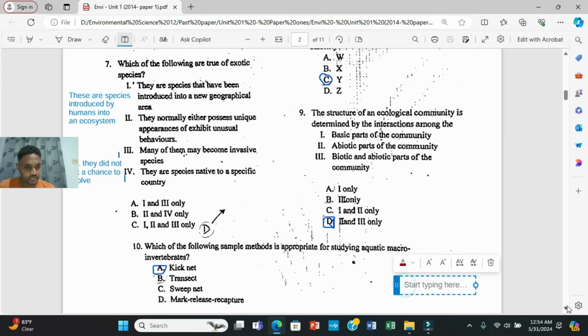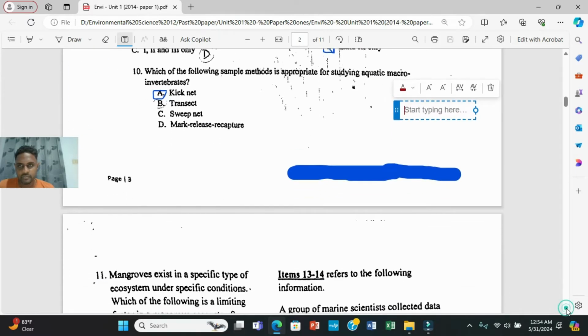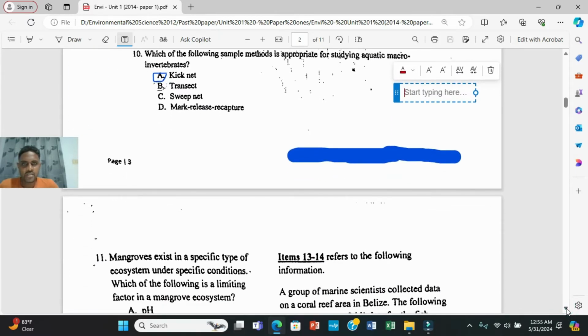Number 10, which of the following sample methods is appropriate for studying aquatic macroinvertebrates? And that's the kick net.